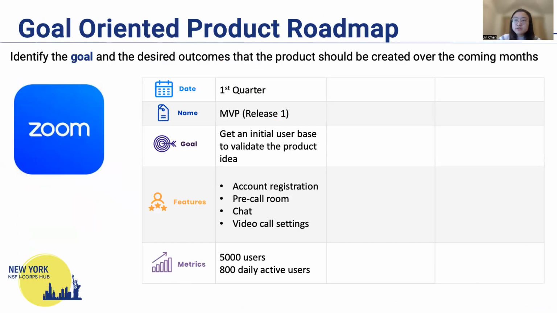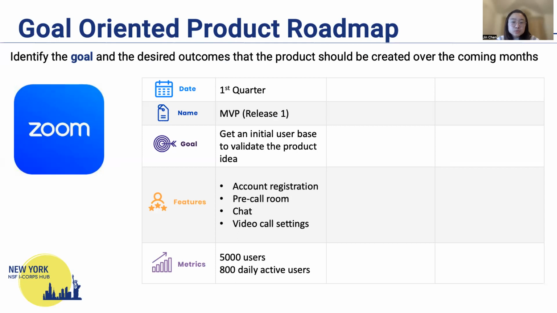So we just covered the first roadmap. Let's move on to the next one, the goal-oriented product roadmap. It aligns the product development with the business objective. And this roadmap contains a clear and measurable goal for each iteration, including the timeline, the overall goal, the list of features, and expected outcome.